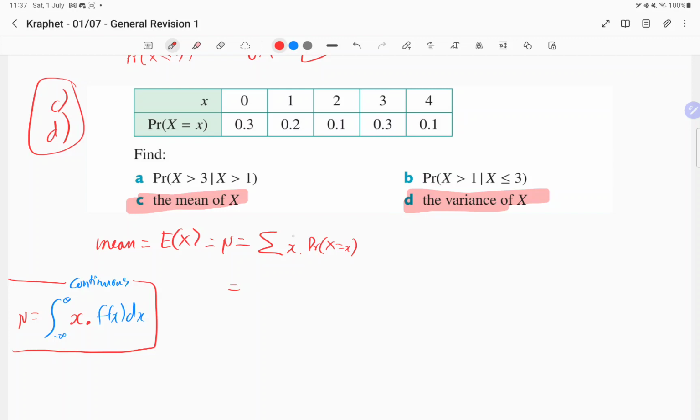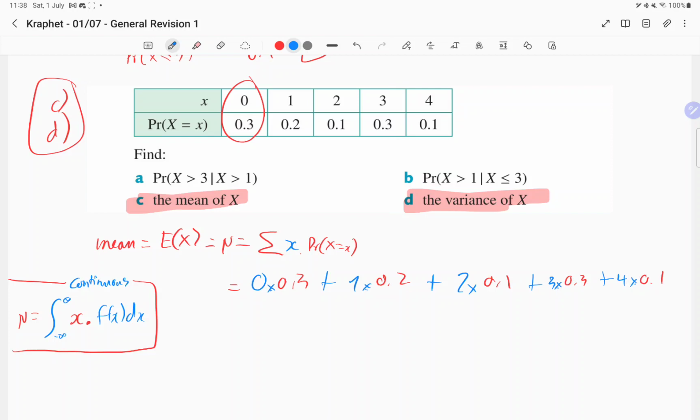I'll write the x values in blue. So there'll be 0 times something, plus 1 times something, plus 2 times something, plus 3 times something, plus 4 times something. 0 times the probability of 0 is this one here. So 0.3, 0.2, 0.3, 0.1, and then 0.3, and then 0.1. Maybe I'll write the times using this symbol, easier to see.